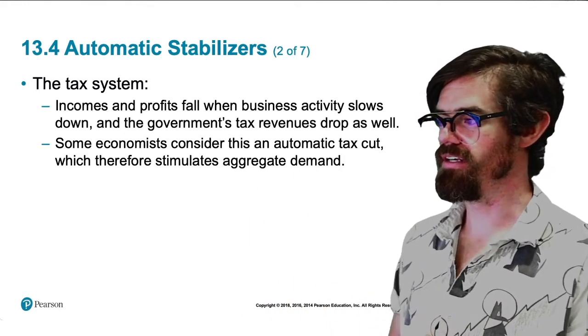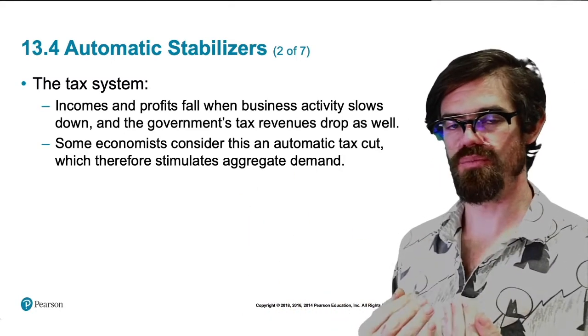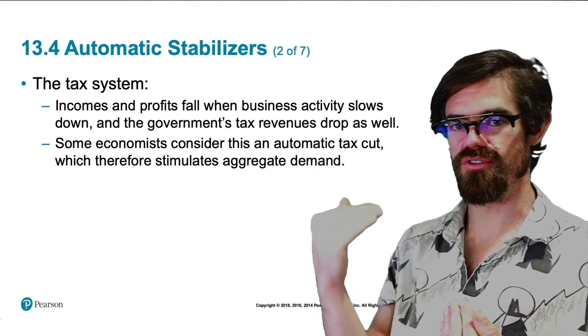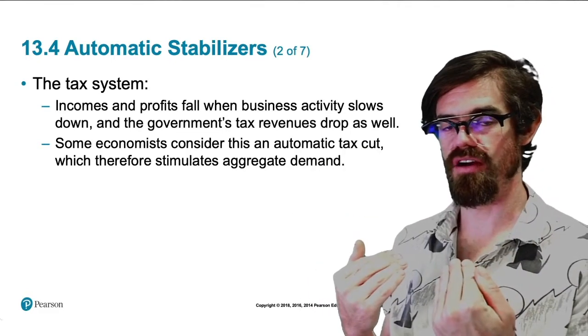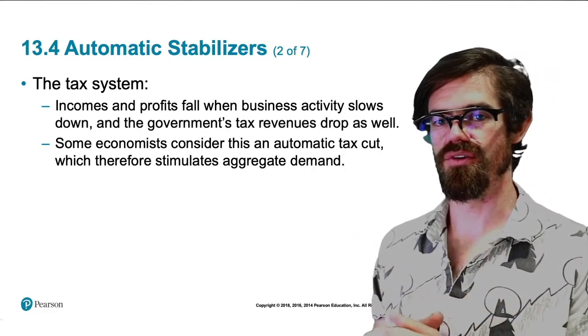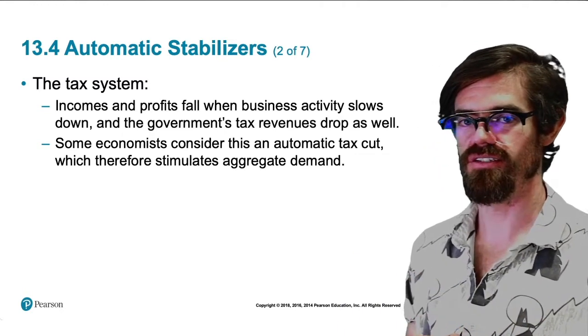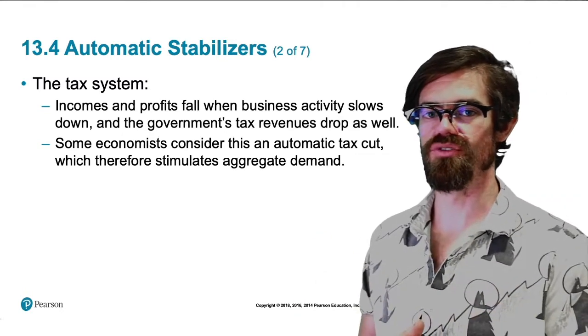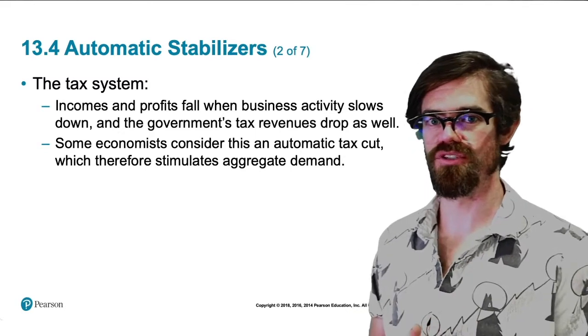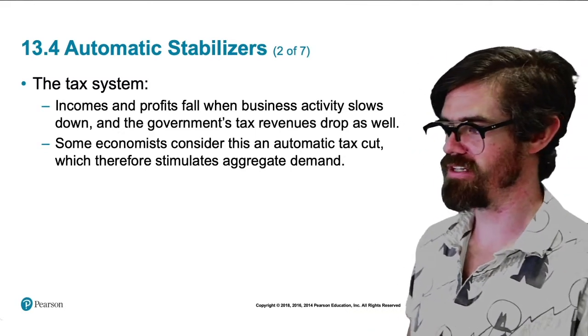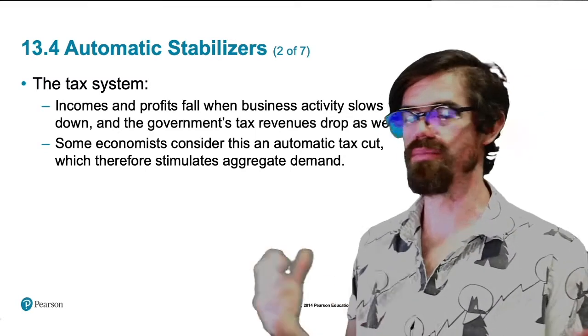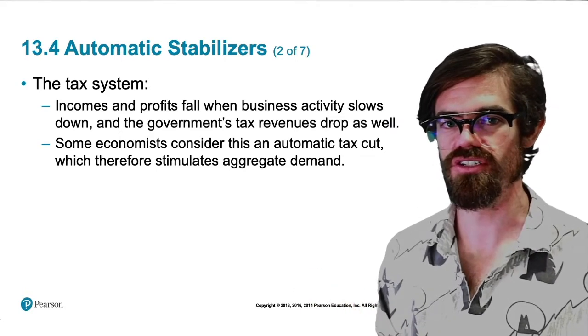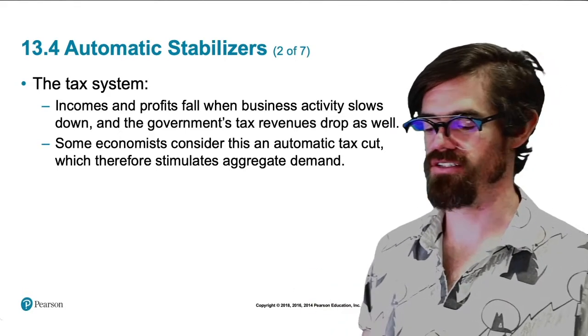So here, when we go into a recession, it generally means that people's incomes go down. It means that businesses' profits go down, and so they pay fewer taxes. They pay less in taxes. And that acts to try to boost their consumption spending and their investment spending. Okay, so in this way, it's automatic. The government doesn't have to make any decisions. It's just part of our tax system.